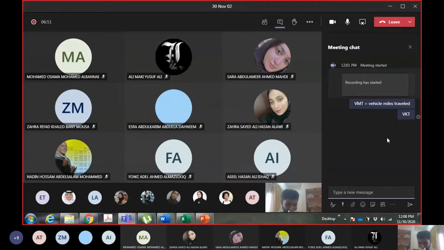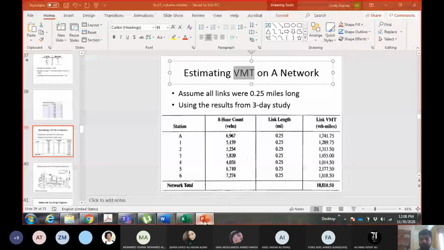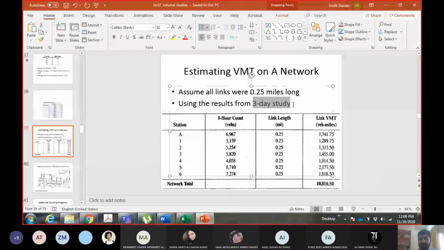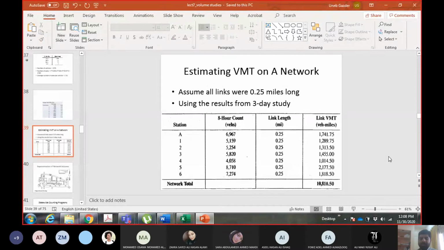Okay, so let's say for this, the network which we solved in the first example yesterday, and the 3-day example. We collected the data for 3 days, and then we calculate the average 8-hour count for the 3 days. So these are the average 8-hour counts for the 3 days for all the locations, including the control count location and the 6 coverage count locations.